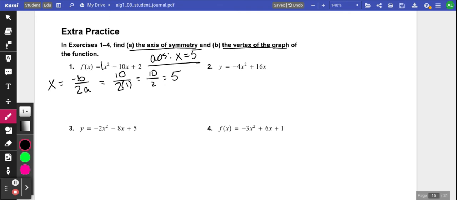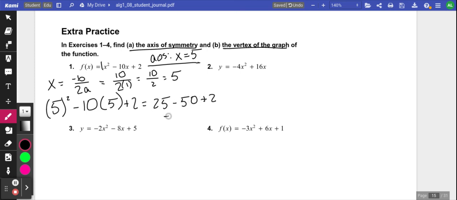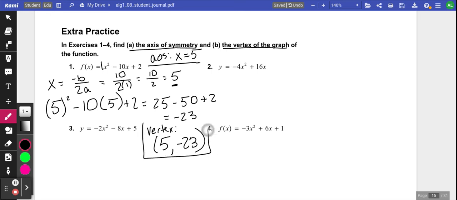Let me plug that in to my x. So 5 squared minus 10 times 5 plus 2. 5 squared is 25, minus 50, plus 2. 25 minus 50 gets me -25, plus 2 is -23. So for my vertex, my x is this -b/2a, which is 5, and my y is -23.